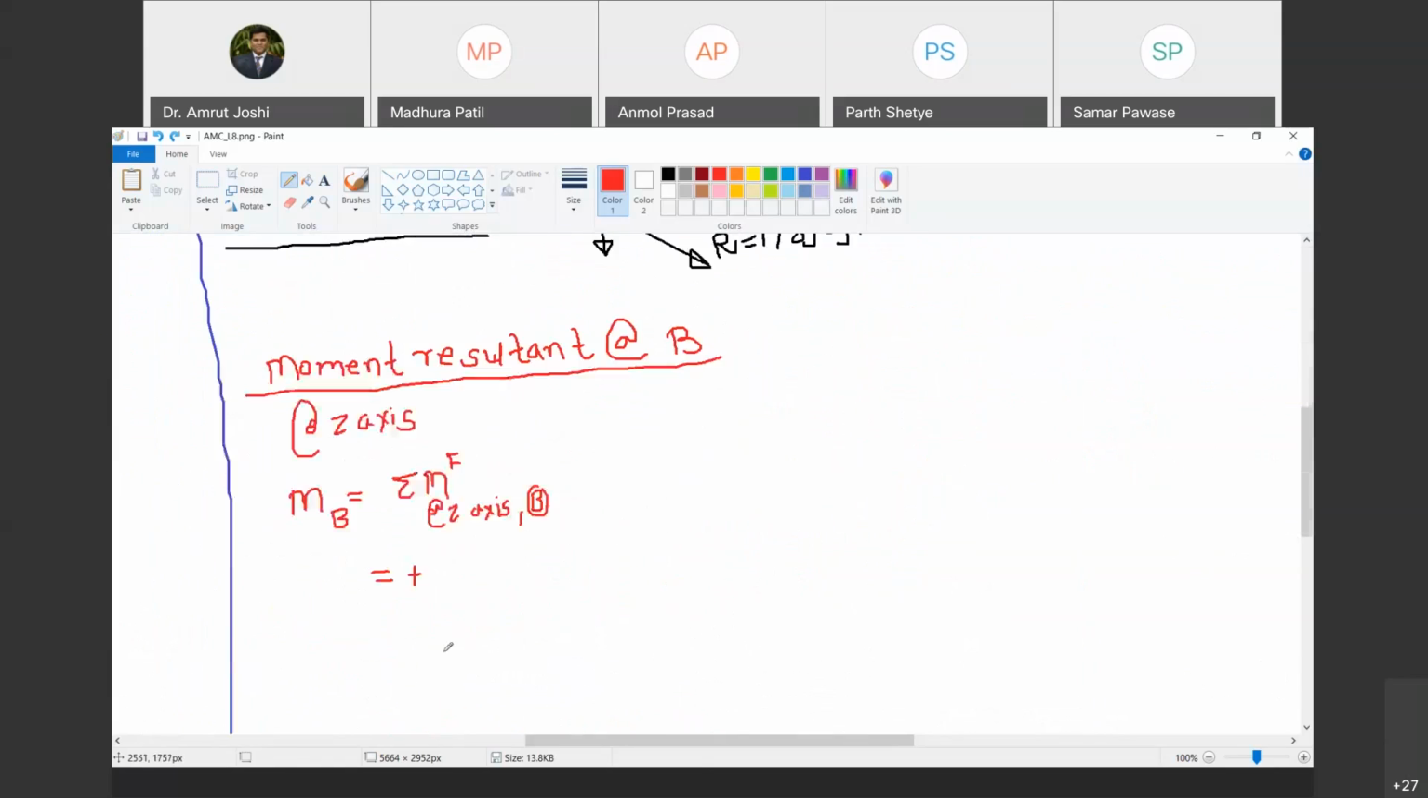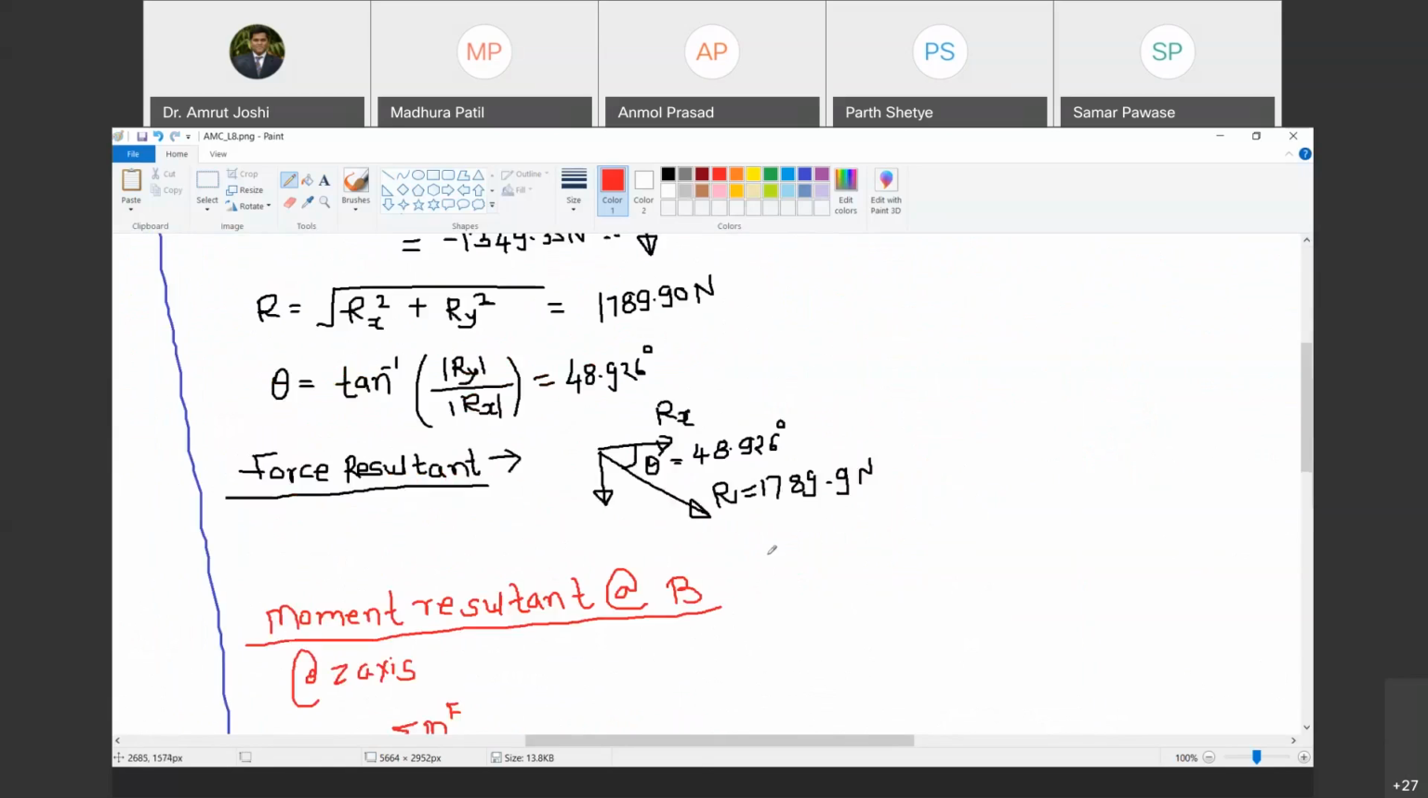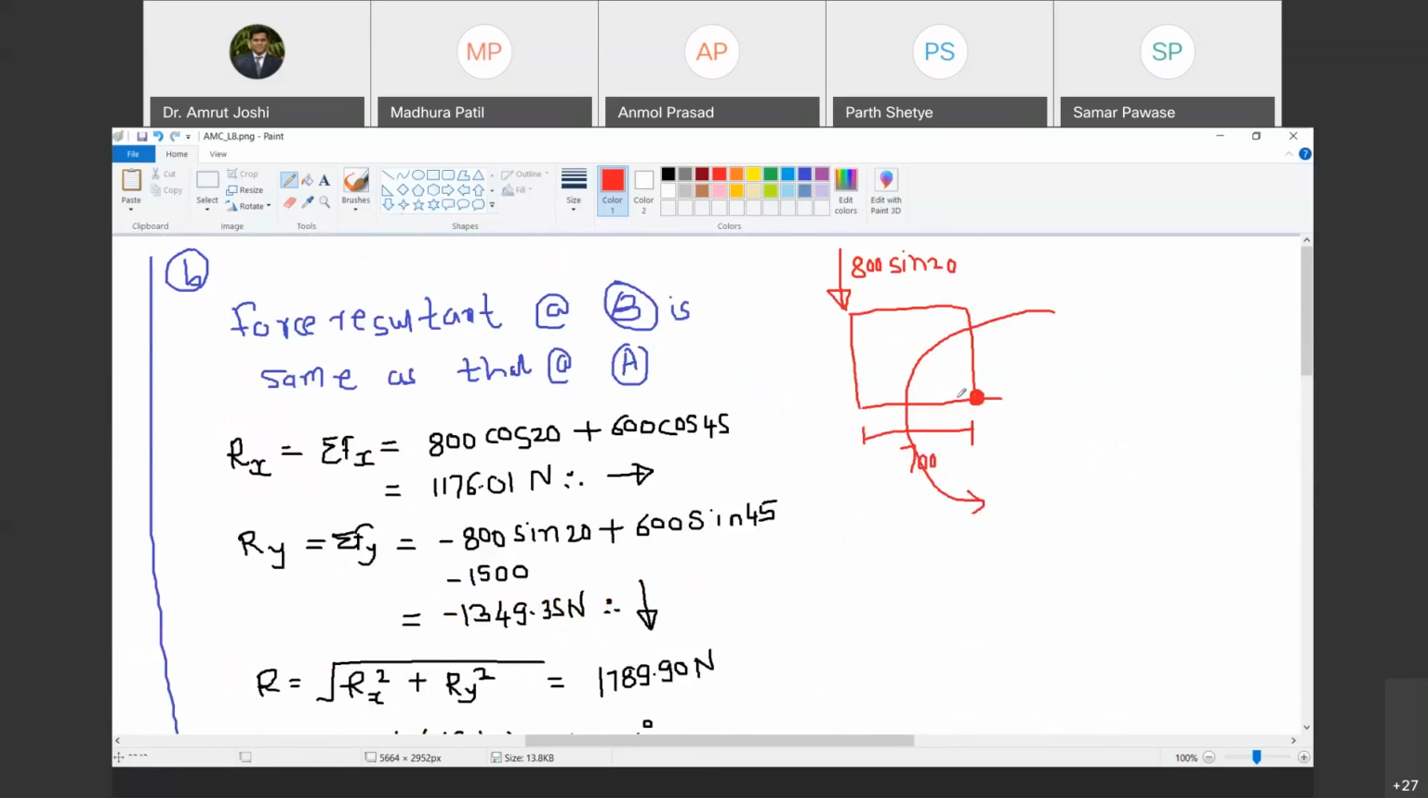Then 800 sin 20. देखो, 800 sin 20 is the downward component. उसका sign negative है. That negative sign has nothing to do here. We have to look at whether it is clockwise or anti-clockwise about B. Whether it is producing clockwise moment or anti-clockwise moment about B. वो 800 sin 20 positive होने दो, negative होने दो. उसका कोई मतलब नहीं है.